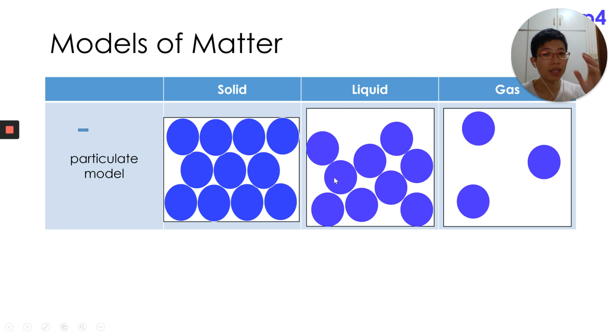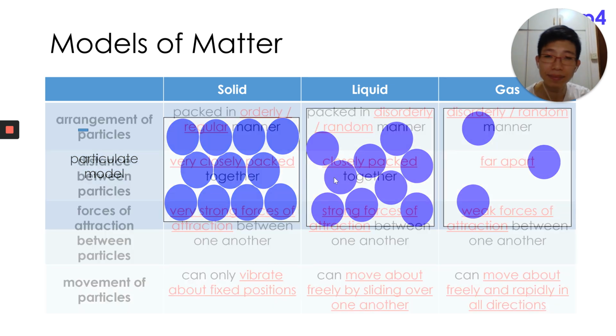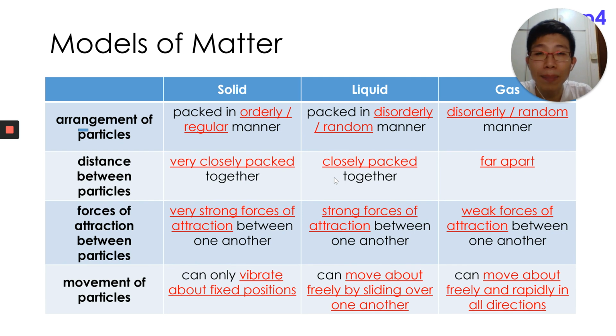When you draw this type of diagram, you must make sure that all the circles are of equal size. Because if you don't draw them in equal size, it means that they are different types of particles, which is not what we want to represent. So you must make sure that all of the circles over here are of equal size and shape. So basically we use circles to represent particles. Okay, so for the model of metal, just like you see in the previous slides.